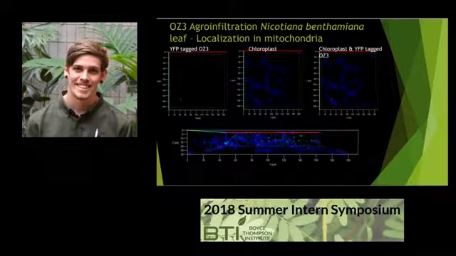Looking at the agroinfiltration data, we can see, once again, a trend showing that there's not really a relationship between dual localization of the chloroplast and the YFP tagged OZ3. Rotating the image and looking at the bottom image, the leaf from the side, we can see much clearer that the protein is actually fluorescing in what seems to be the shape of the mitochondria.